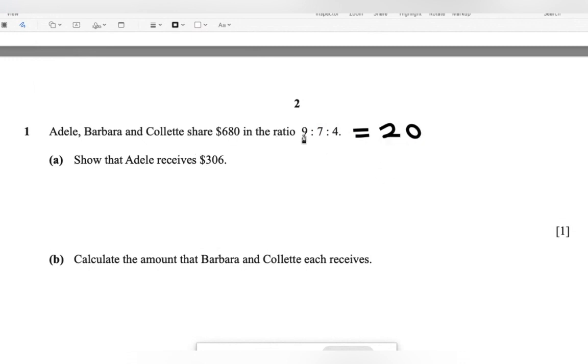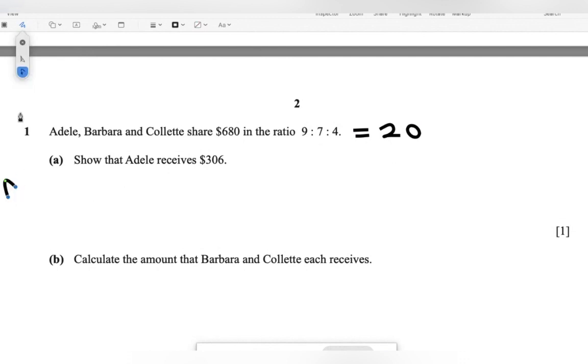Now, each of these ratio numbers corresponds to a name. This first ratio number corresponds to Adele. Adele is ratio 9. Barbara is ratio 7. And Colette is ratio 4. Now show that Adele received $306. Now we want to solve this. So we use the ratio of Adele. So we're dealing with Adele.